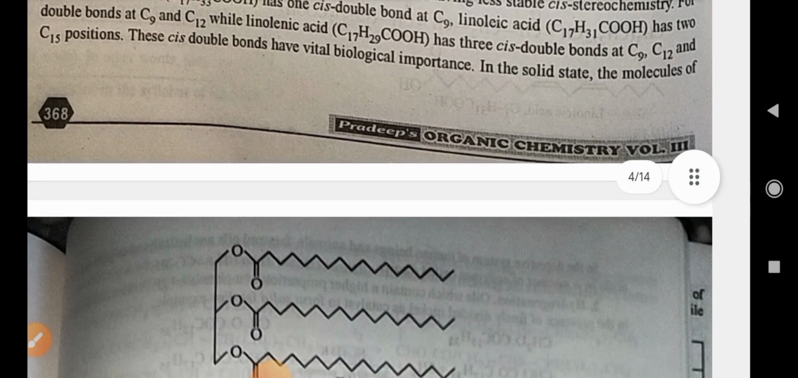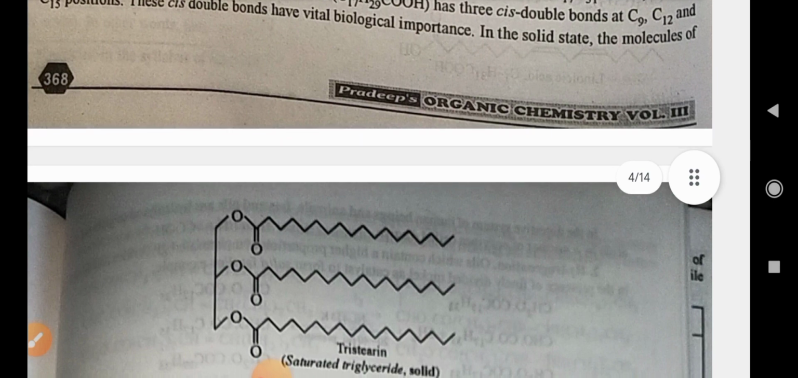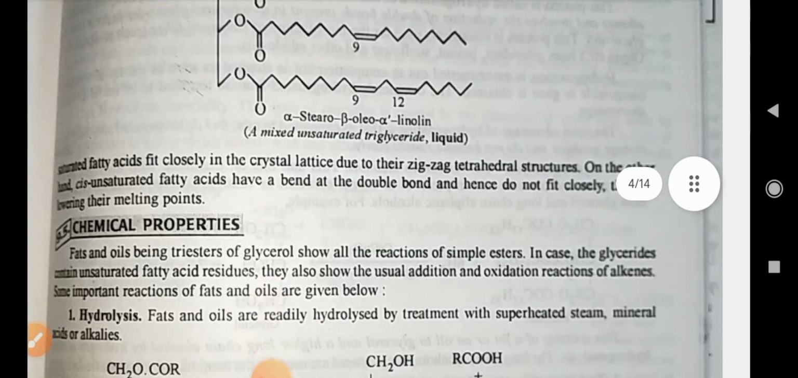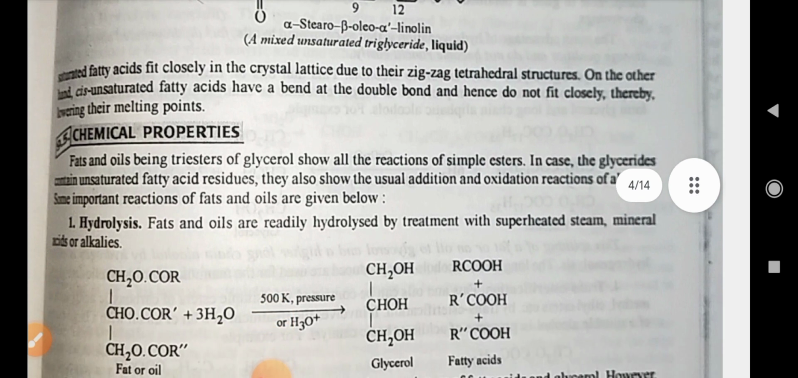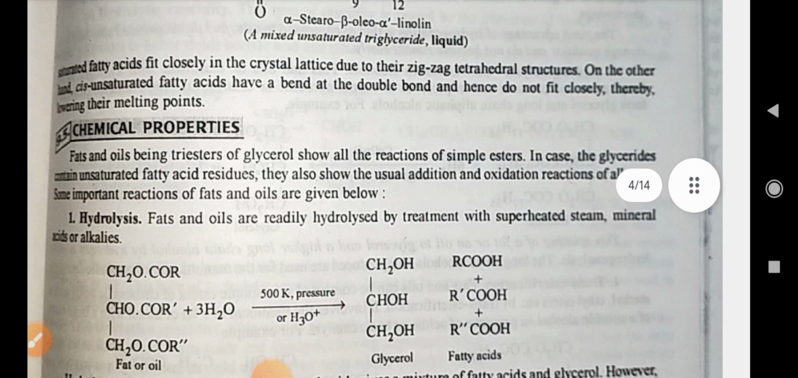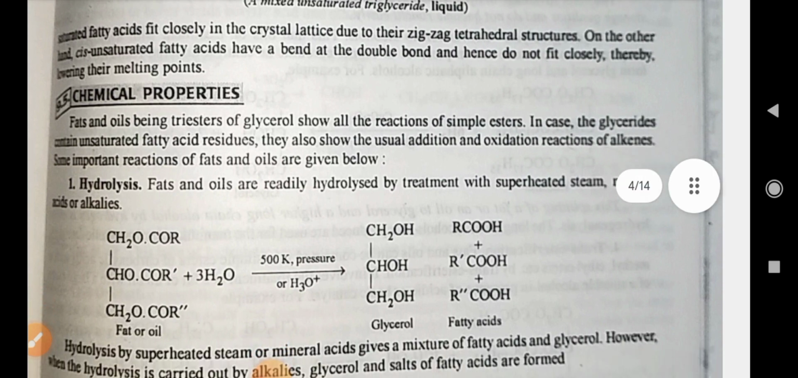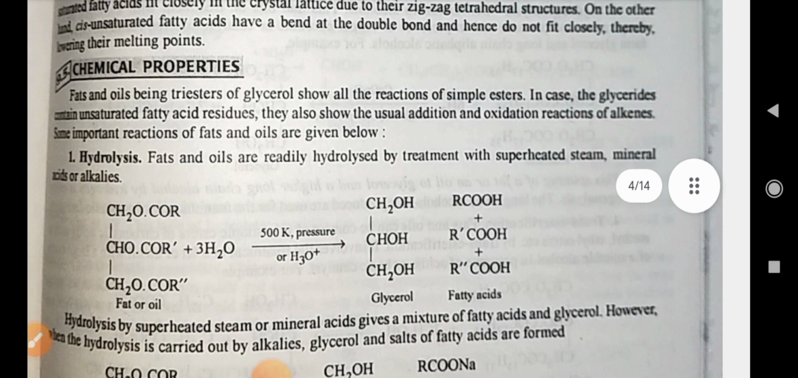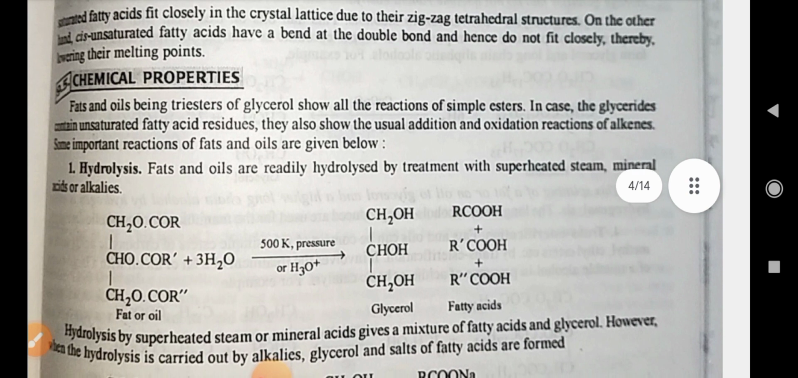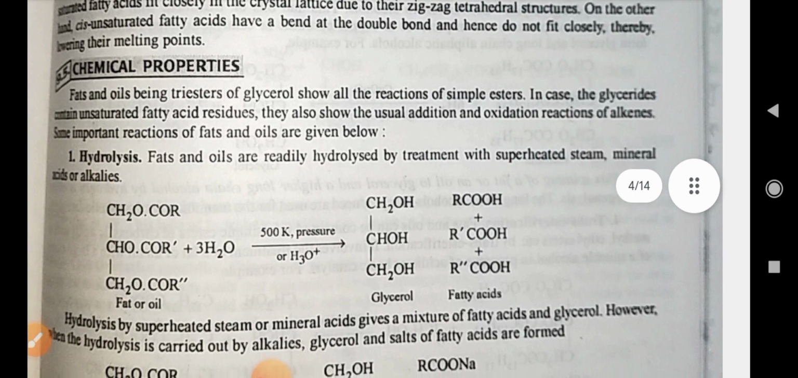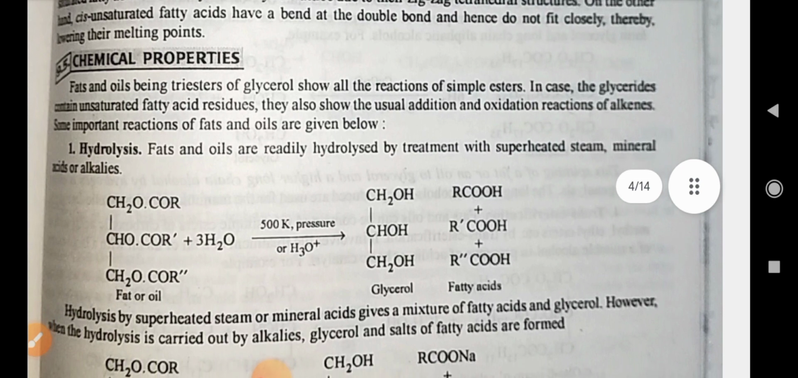Cis double bonds have vital biological importance in the solid state. The molecules of saturated fatty acids fit closely in the crystal lattice due to their zigzag tetrahedral structures, one over the other, and the cis unsaturated fatty acids have a bend at the double bond and hence do not fit closely, thereby lowering their melting points.